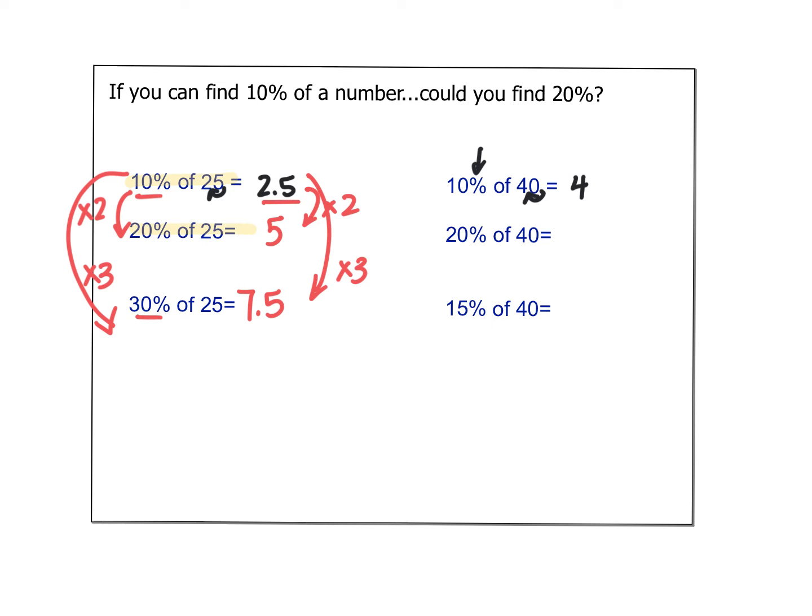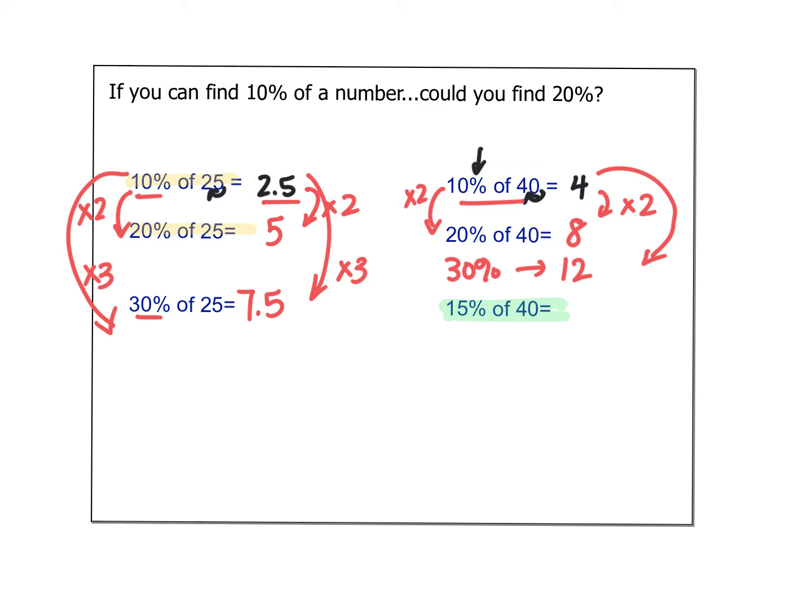So it's really helpful if you can find 10% of a number, because then you can find 20%, 30%, 40% really easily. So if I look at this one, 10% of 40 is going to give me 4. So if I want 20%, that's double that, that would give me 8. If I wanted 30% of 40, I could triple that, and it would give me 12. Now, I want you to try to think, what if I only wanted 15% of 40?